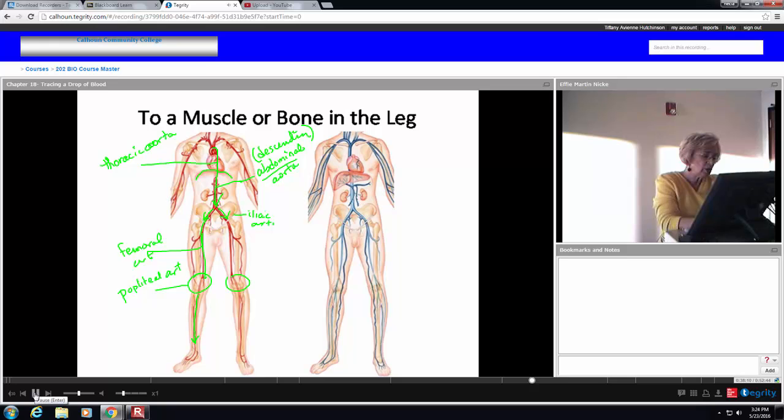You can either go down the front of the tibia. If you're on the front of the tibia, you're going to be in the tibialis anterior artery, or anterior, I'm sorry, that tibialis anterior is the muscle you're going to get. This is called the anterior tibial artery. Anterior tibial artery.